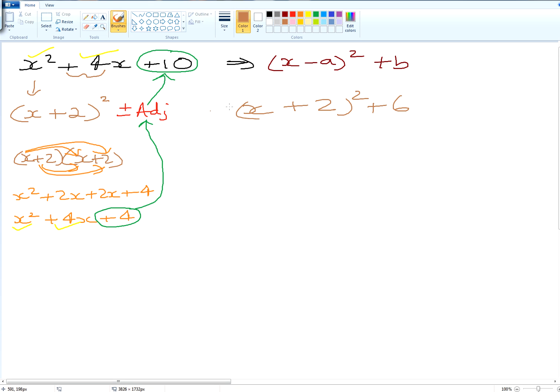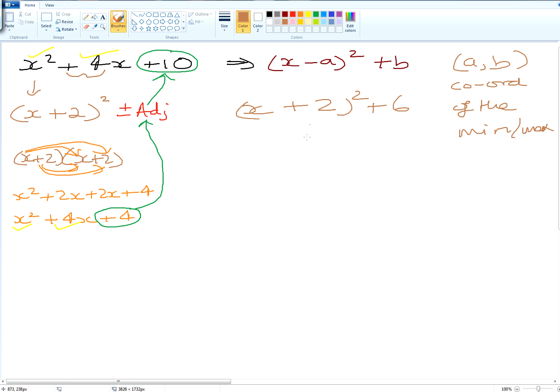Now we have to read off the values. Remember, the a, b from here will give you the coordinates of, in this case, the minimum, but it can also give you the coordinates of the maximum depending on the function. If, for example, you have a minus here, then the same numbers would be the maximum point.